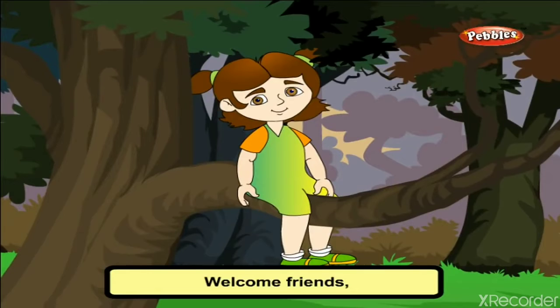Welcome, friends, to the wonderful world of the green plants. Can you imagine a world without plants? What would you eat? Bread? Rice? But these are obtained from plants. Meat? Eggs? Milk? These come from animals, which are again dependent on plants.